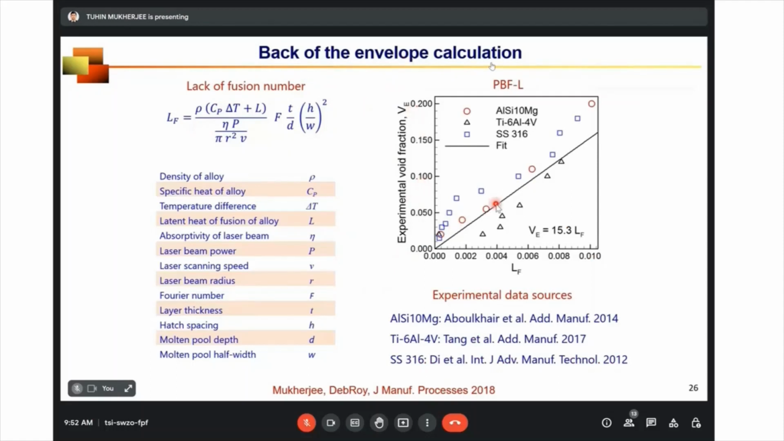experiment. And here you can see that this LF, which is the lack of fusion number, has a linear trend with the experiment. So before you can do the experiment, using this kind of analysis, you can tell whether you will have a lot of lack of fusion or your product will have no lack of fusion.